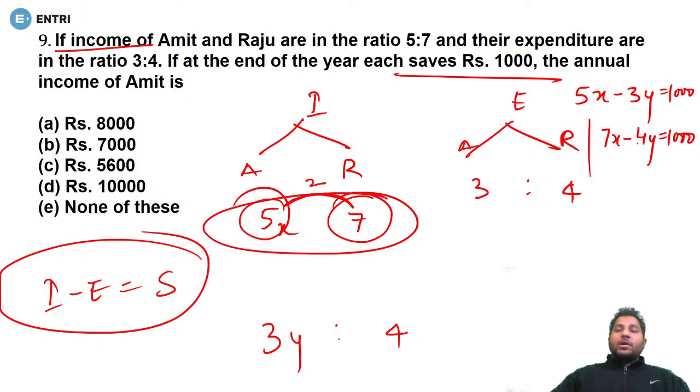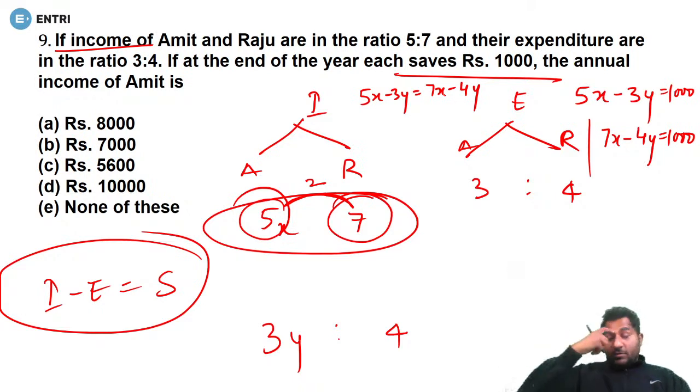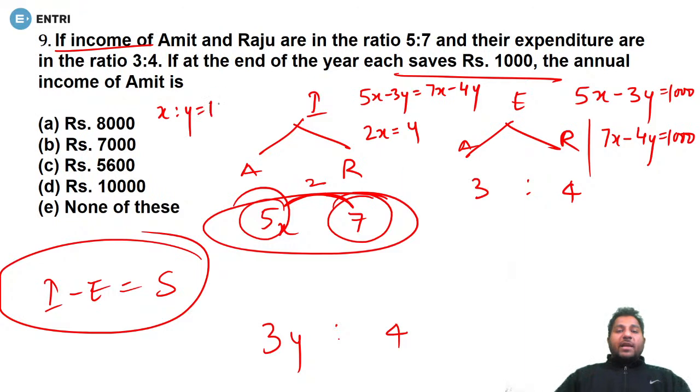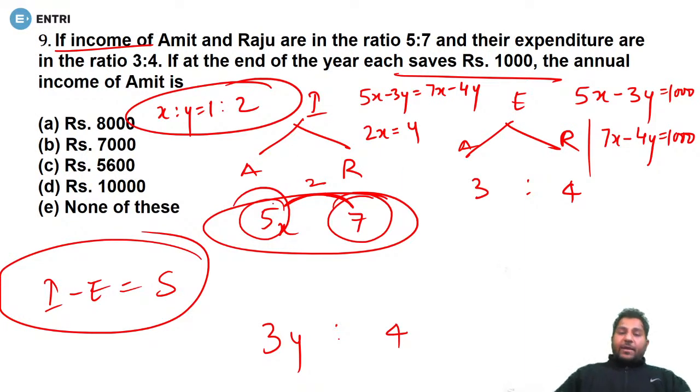What you could do, you will equate both of them to get the value. So 5x minus 3y equals 7x minus 4y. Okay, because income minus expenditure will always be equal to saving. So if the savings of both of them are equal, that means 2x equals y. So the x and y ratio will be 1:2. So we have figured out the ratio of x and y. Now we can easily figure out the final answer.